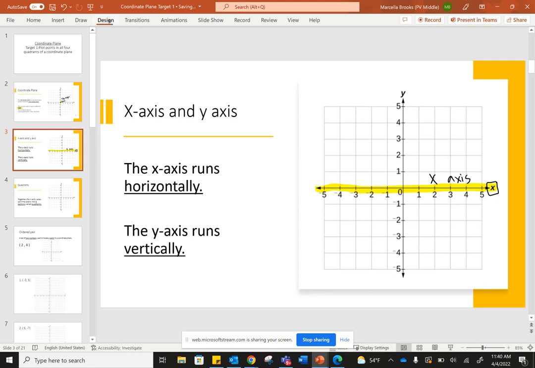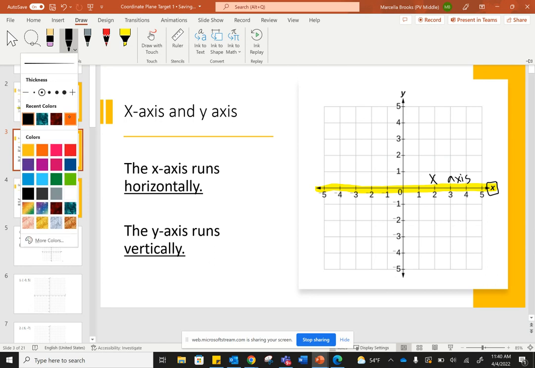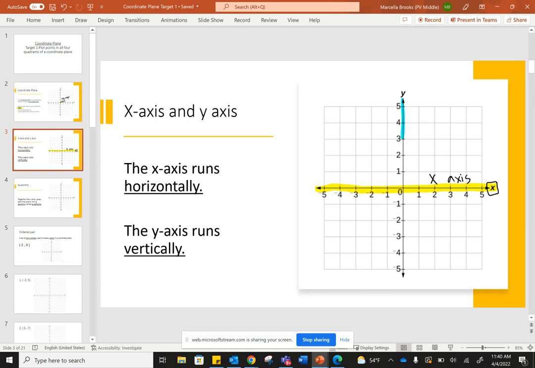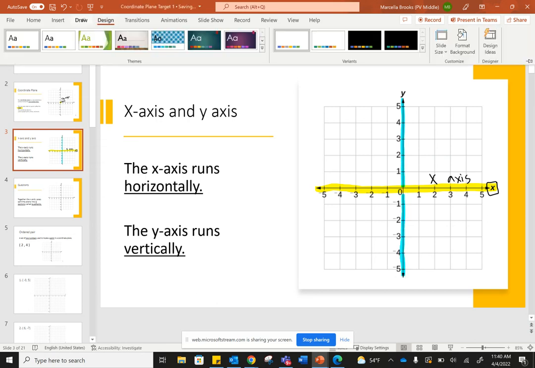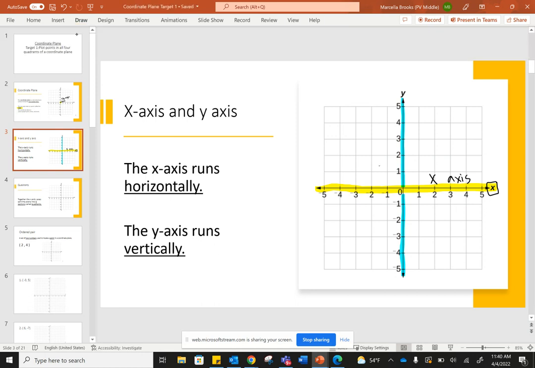The y-axis runs vertically. So remember, vertical means standing upright. So let's grab a different colored highlighter. This is our y-axis. Y, and I've got to turn sideways here. Y-axis.